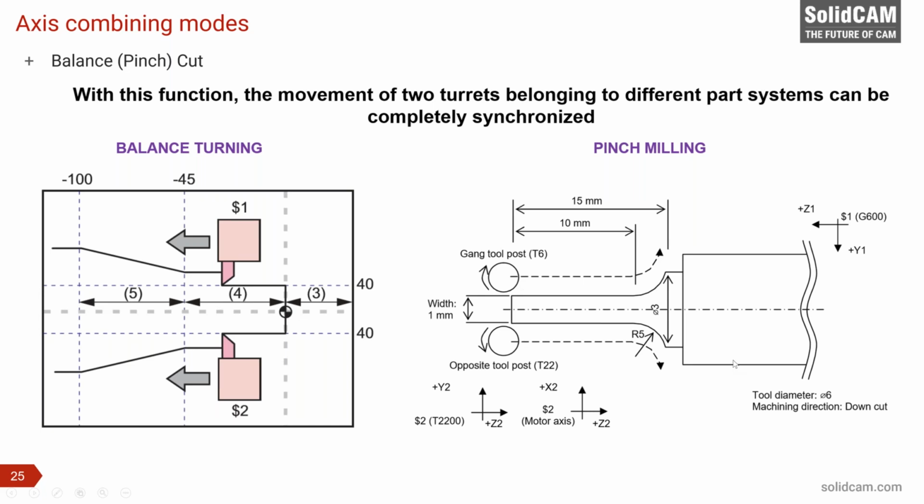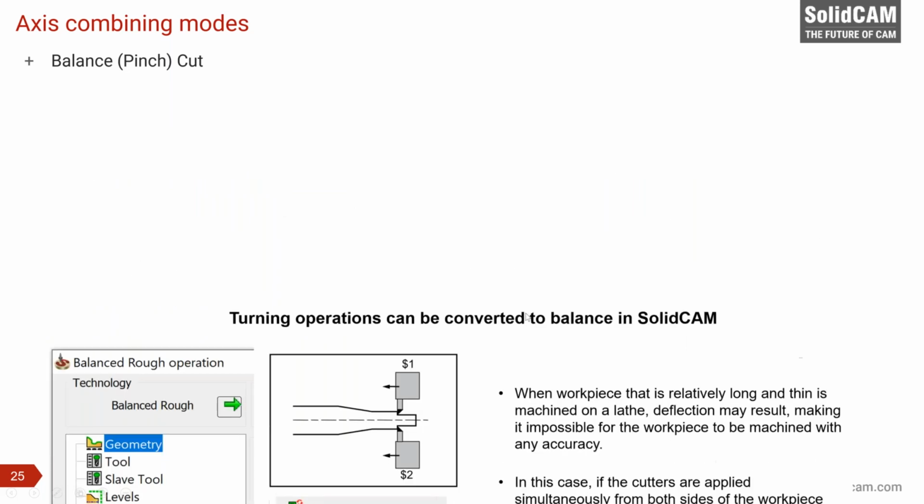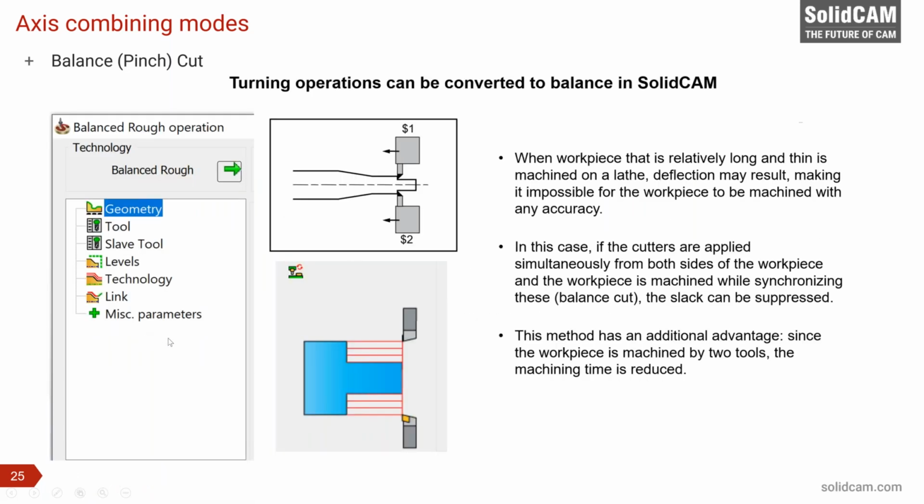And on the right side, we can see what is called pinch milling. We have separate rotation of the tools. They have their own drive units, but they divide stock, I would say. The stock is the same for these tools. These are also very interesting functions on Swiss type machines, and we do support them. For the turning operation, we even have a separate operation, which is called balance rough operation. We can convert a normal turning operation to balance rough. We have a button for this.